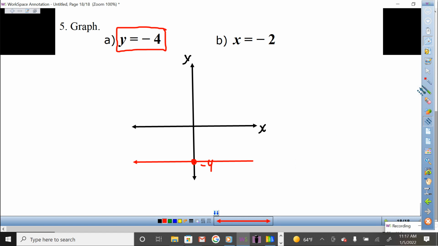Let's go to part B. X equals what? -2. So let's go to x -2. Here's x. -2 is about right there. So that means there's a straight line going through that point. There it is.